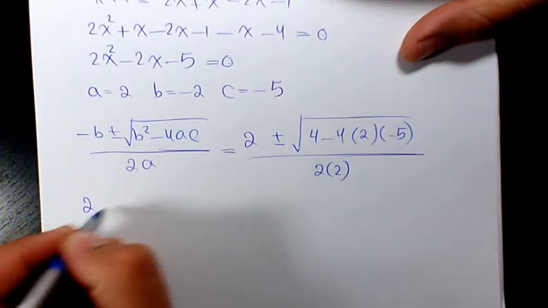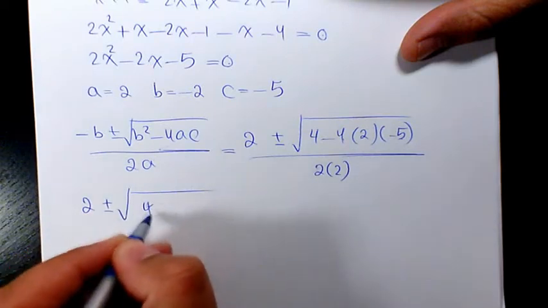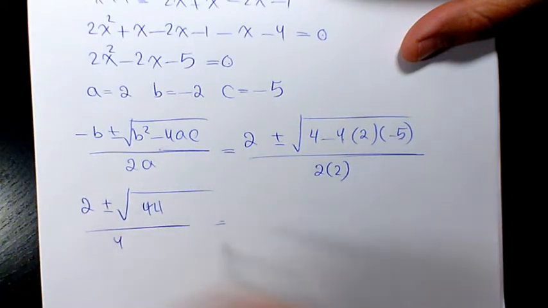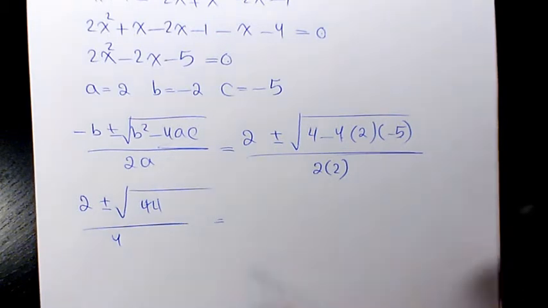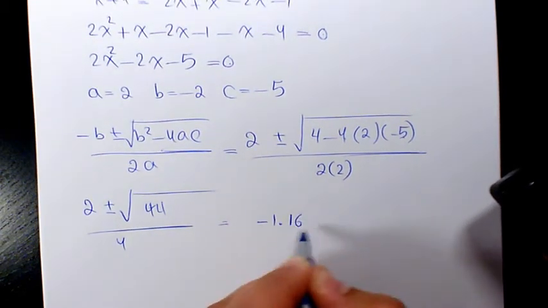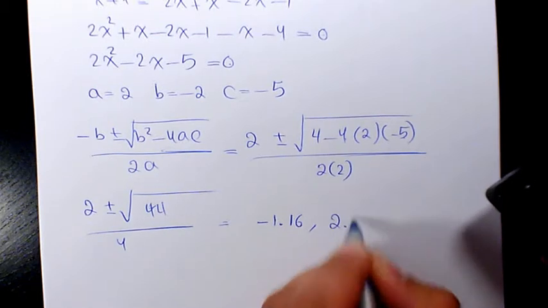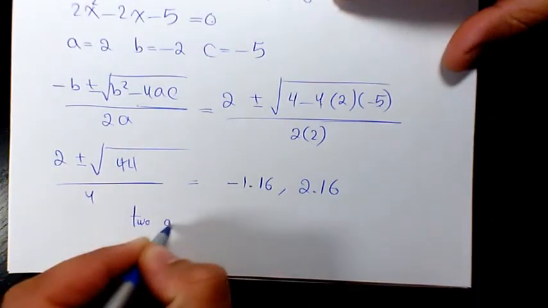So that's going to be 2 plus or minus root 44 over 4. So negative 1.16 and 2.16 is going to be the answer. So we have two answers.